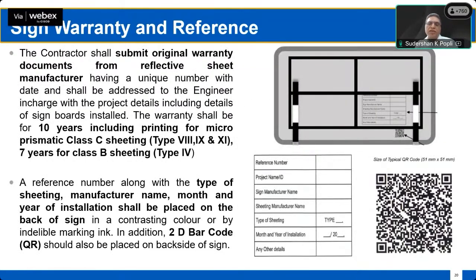This is the recent concept which has come, that all the signs should have a QR code on the back of it, showing when it has been installed, what the project name is, who the manufacturer name is, meaning the converter name, then the type of sheeting used, month and year of installation, or any other details. It will be very, very useful for inventory, and to judge whether these signs have been taken away, stolen or vandalized, so that replacement can be done accordingly.